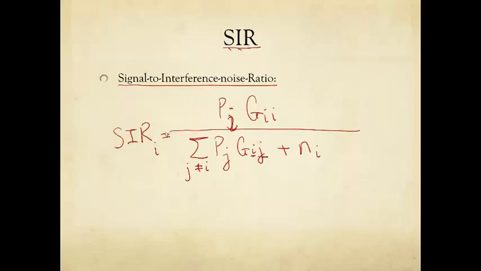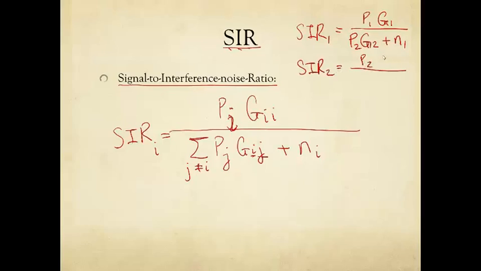For example, in our previous case, we have just two users, and therefore SIR1 is simply P1 G11 over P2 G12 plus N1. And also SIR2 is just P2 times G22 over the interference, which is P1 times G21 plus N2. But in general, you have more than one term here in the denominator.